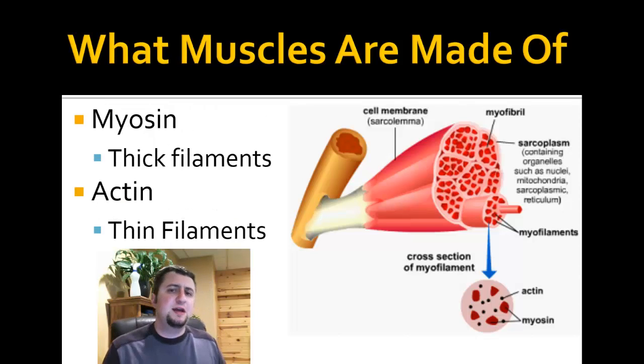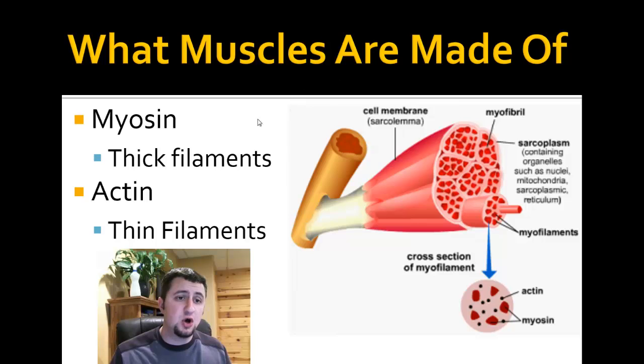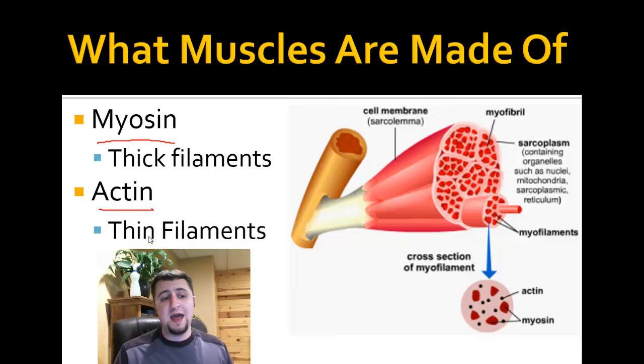I'm going to talk for a second here about what muscles are made out of. There are two major types of proteins that make up muscles. The first kind is called myosin. The other kind is called actin. Myosin is thick and actin is thin. Now, what do I actually mean by that?